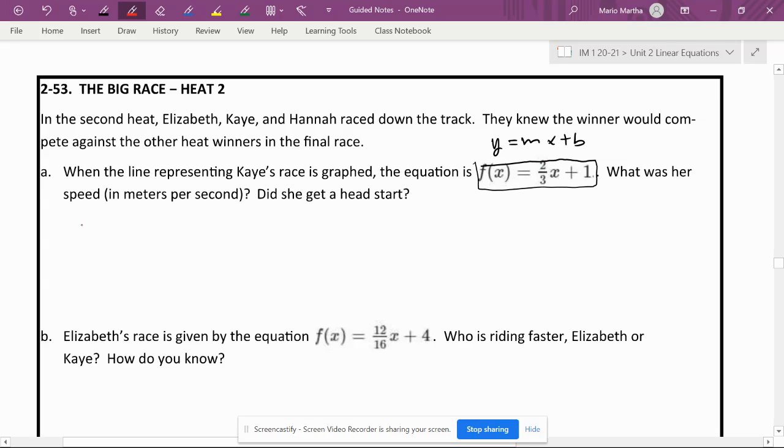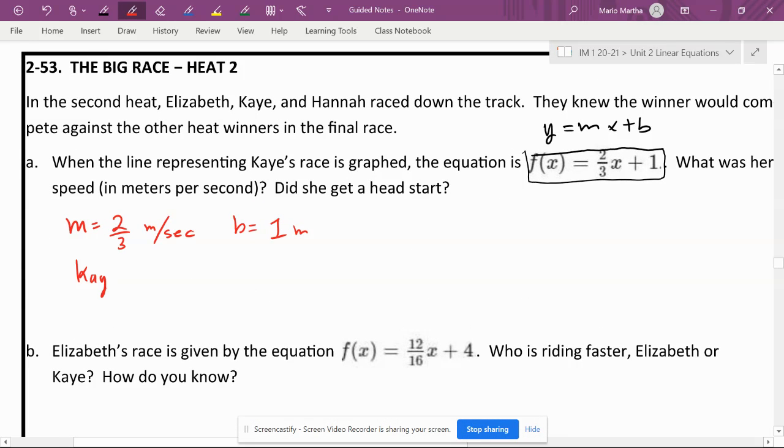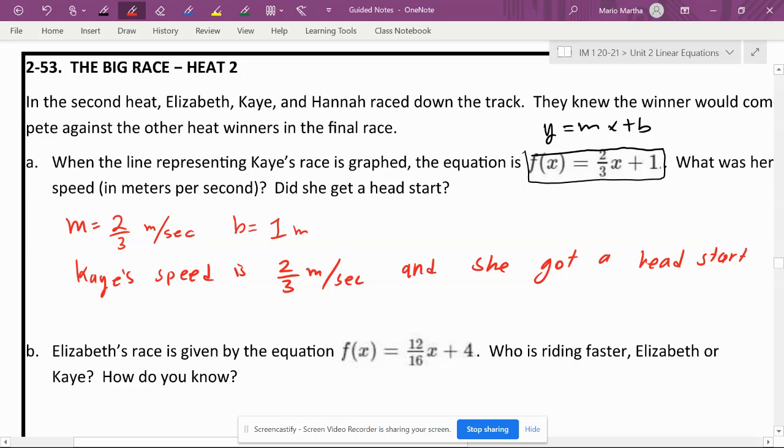So here, m is 2 over 3 meters per second, right? And then b is 1. So here we can see clearly that her speed is 2 over 3 meters per second. So Kay's speed is 2/3 meters per second. And she got a head start of 1 meter. That's our b value right there.